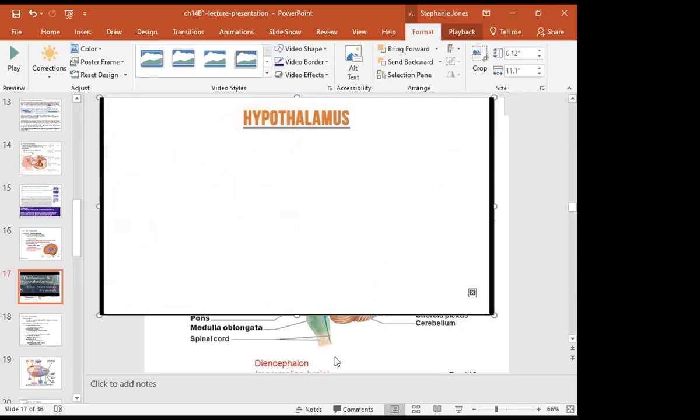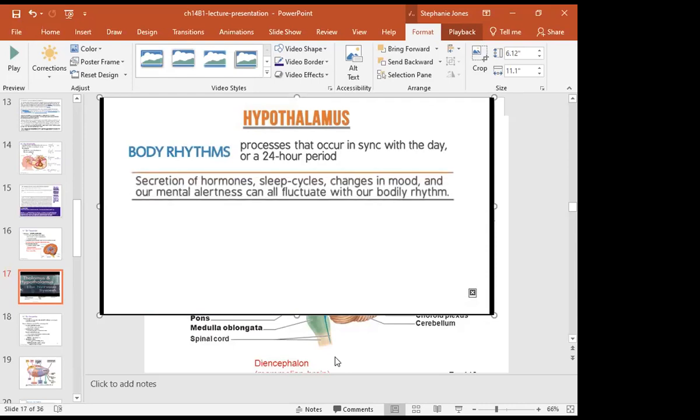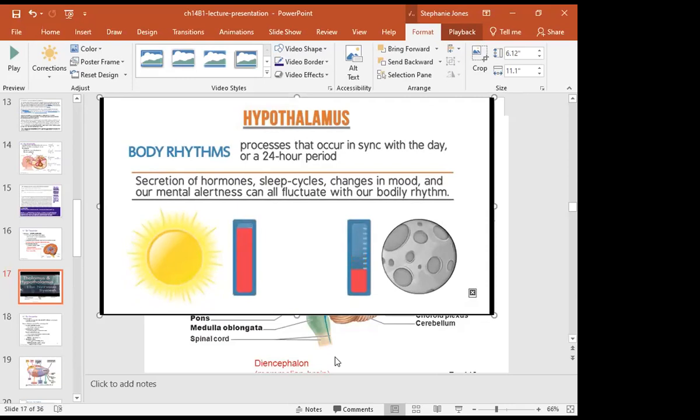Another major function of the hypothalamus is the regulation of our body rhythms. These are the processes that occur in sync with a day, or a 24-hour period. These rhythms, often referred to as our biological clock, are regulated by the hypothalamus and affect your day-to-day life. Secretion of hormones, sleep cycles, changes in mood, and our mental alertness can all fluctuate with our bodily rhythm. For instance, mental alertness fluctuates depending on one's circadian rhythm. Consequently, a person who usually sleeps at night would be more alert in the morning and less alert at night.